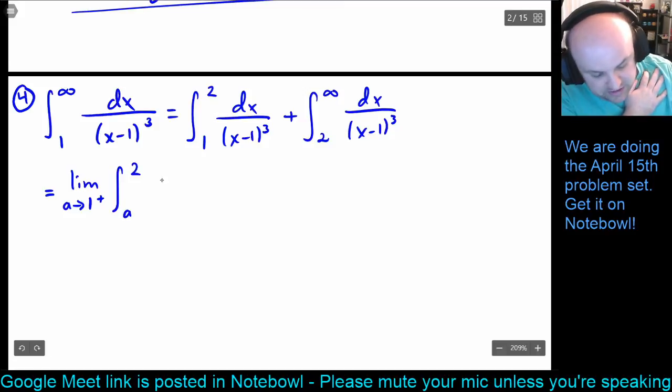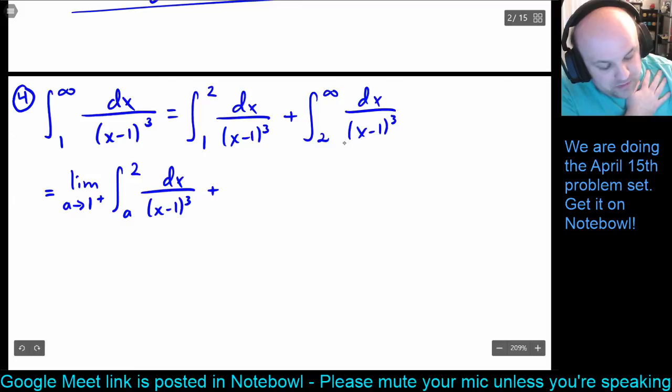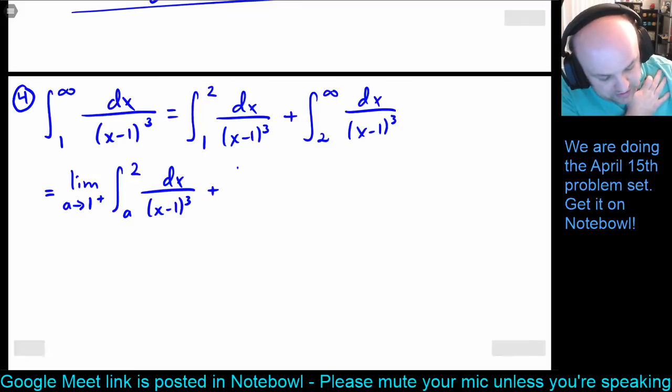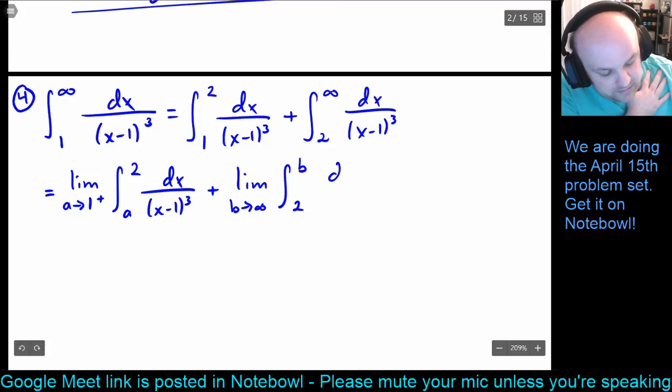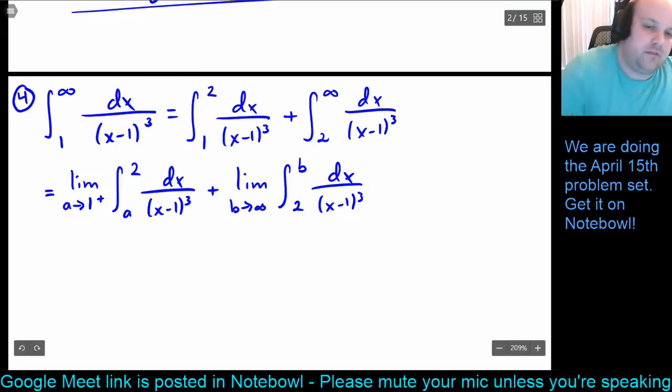So this is a to 2, dx over x minus 1 cubed. Plus, over here, we're going to do the limit as b goes to infinity, the integral from 2 to b of dx over x minus 1 cubed. All right.